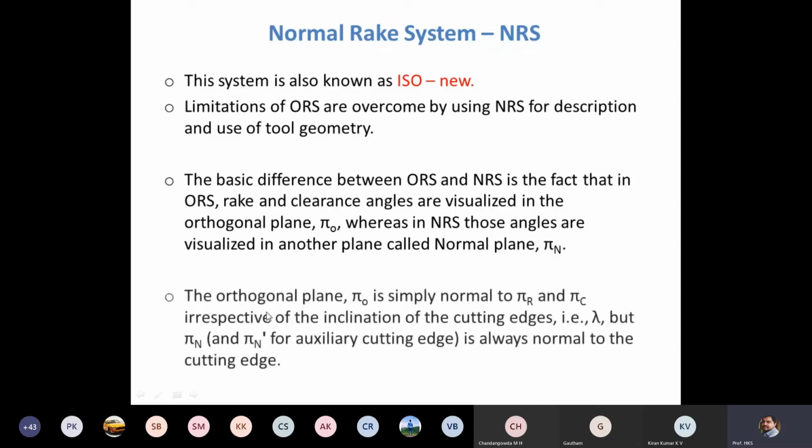The orthogonal plane is denoted by pi O. O means orthogonal. Pi O is simply normal to pi R and pi C, irrespective of the inclination of the cutting edge. That is, there will be an inclination angle denoted by lambda. But the normal plane is always normal to the cutting edge. This you can understand by looking at the figure in the next slide.